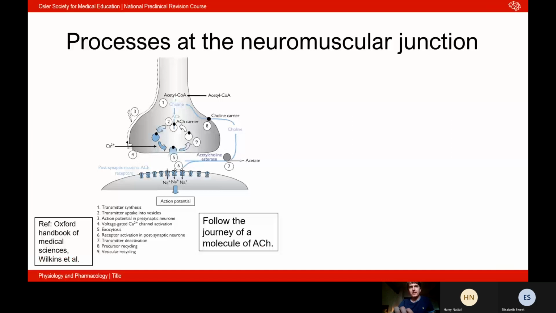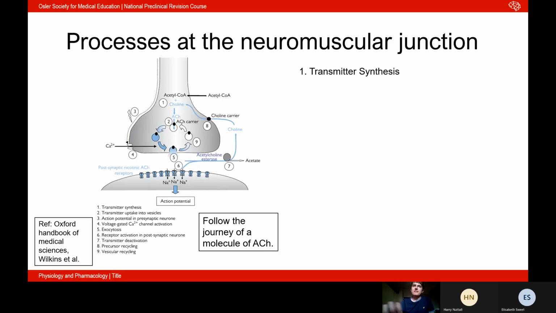So to tell the story of the neuromuscular junction, there's this diagram from this really helpful handbook, which I'm sure a lot of you will hopefully be familiar with. If not, definitely take a copy of it out. And our challenge is to follow the journey of a molecule of ACh from the moment it's synthesized in the presynaptic membrane, and how it's transmitted and how it's received at the postsynaptic membrane. And that's what we're going to be thinking about these next few slides.